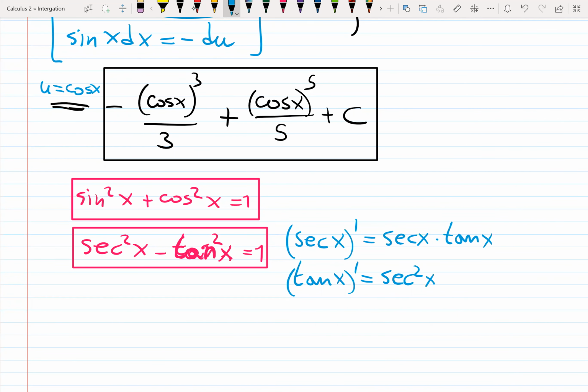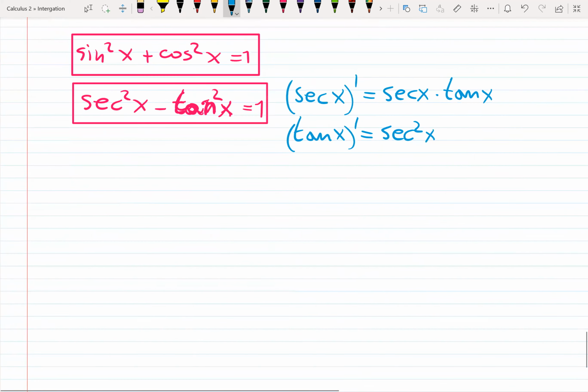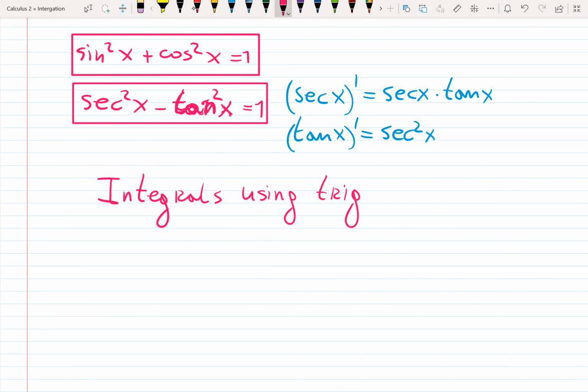Move on to this chapter. What to do, what to plug when you have options to plug sine, tangent, and secant. That is the chapter called Integrals Using Trigs. So with trigs, we already did, but now what if there's no trigs and you need to use trigs? This is such an annoying chapter.